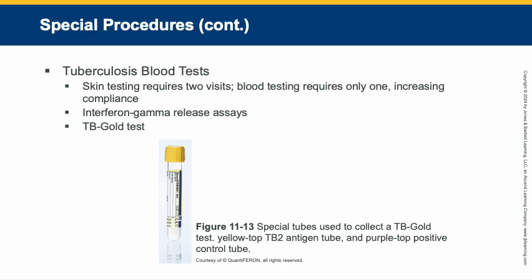This is called an interferon gamma release assay, and this is specialized tubes called the TB Gold test. This is like a yellow top tube. This is what is drawn, or called the TB spot test, if you're going to do a TB blood test.